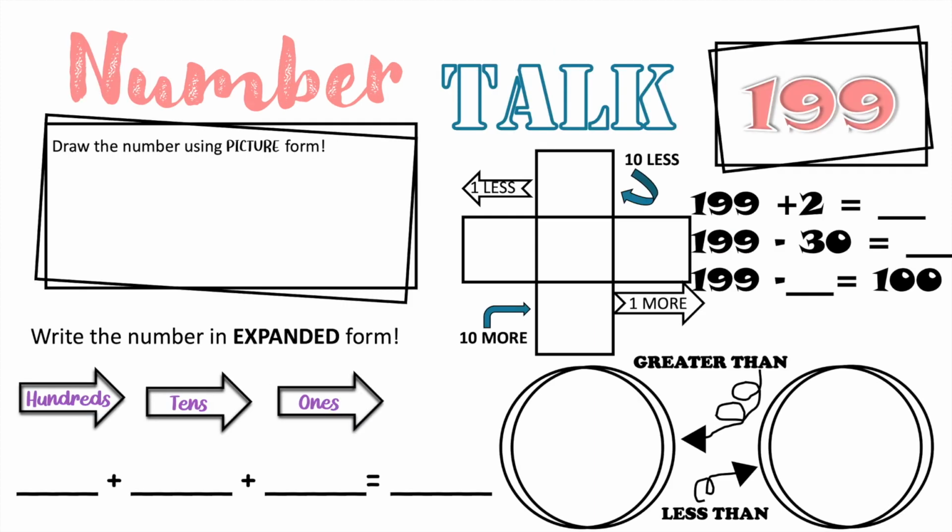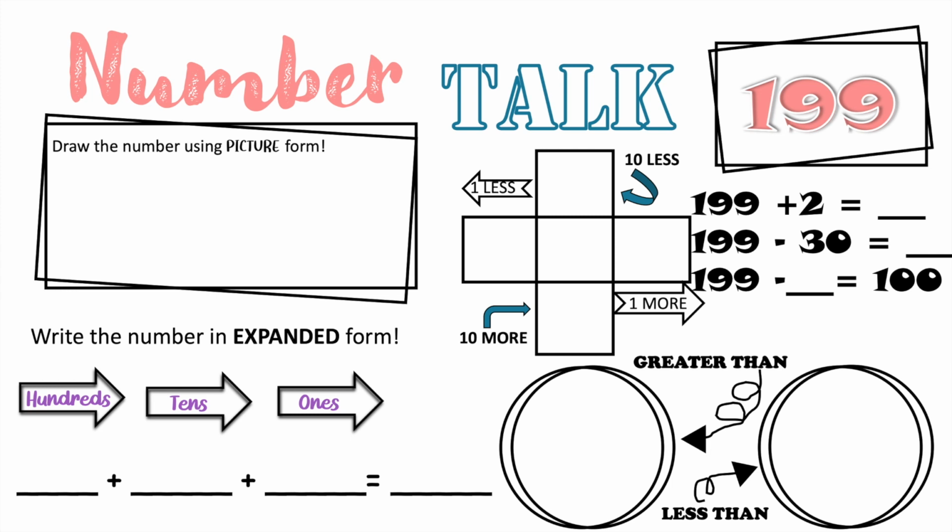Let's get started with our number talk. Your number of the day is 199. You will need to draw the number using picture form. Then tell me what is 1 more, 1 less, 10 more, and 10 less of 199. Make sure to solve 199 plus 2, 199 minus 30, and 199 minus blank equals 100.